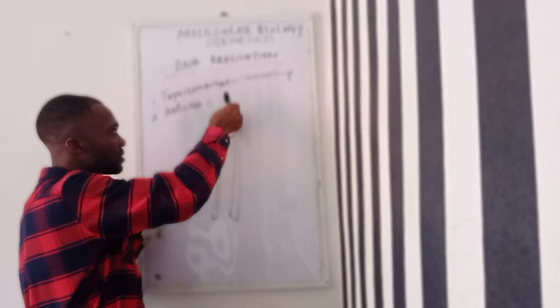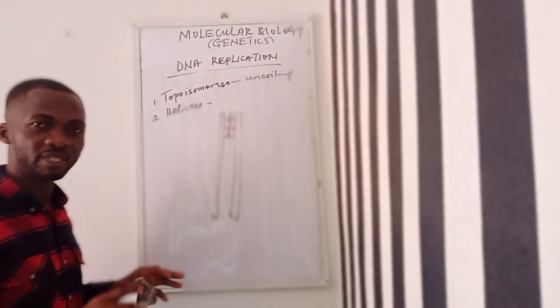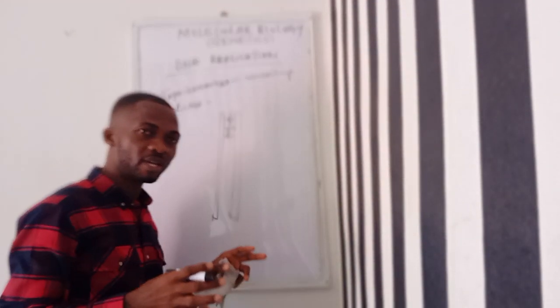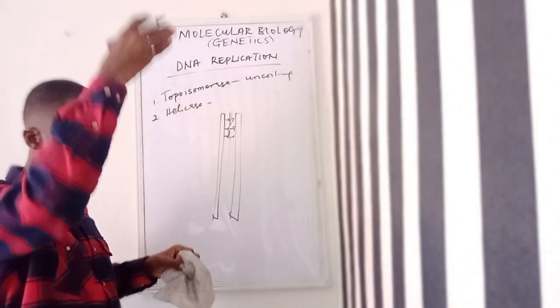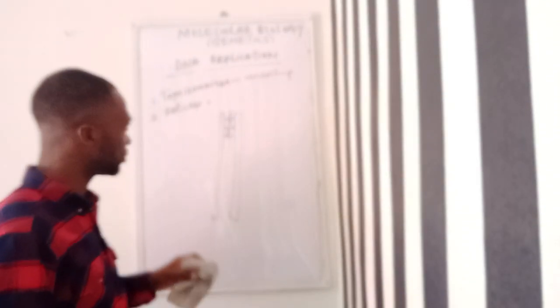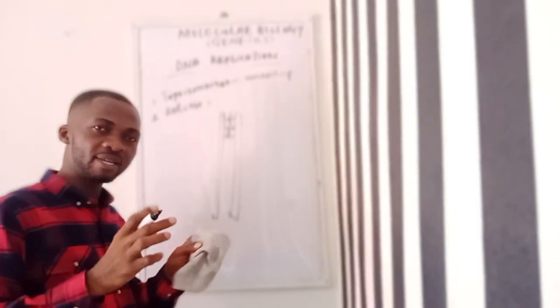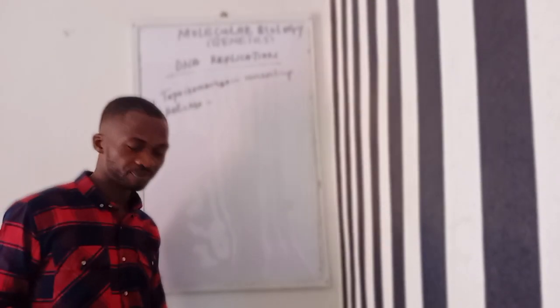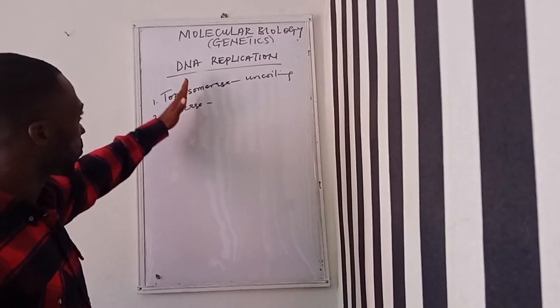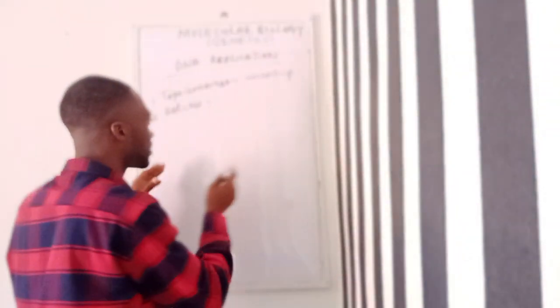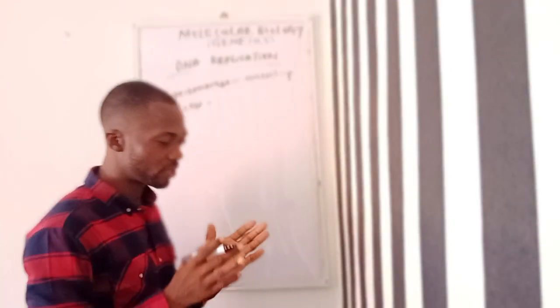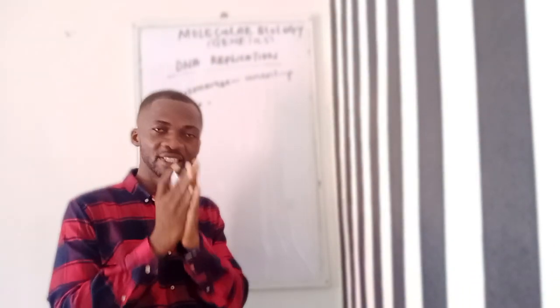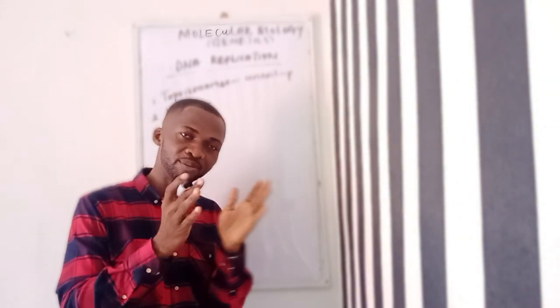The enzyme that helps to break this complementary bond is the helicase. That's the function of the helicase: to break the hydrogen bond that binds the bases together. When the helicase is done separating the strand, because what is joining the strands together is the hydrogen bond that binds the bases.